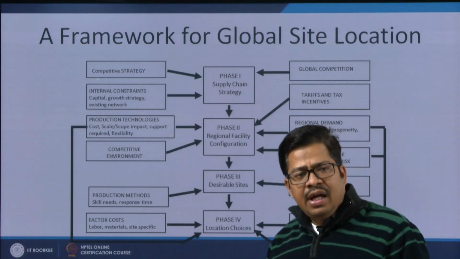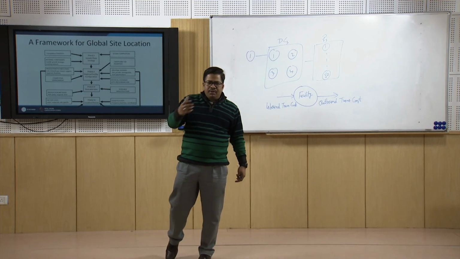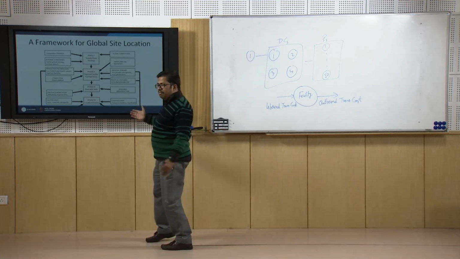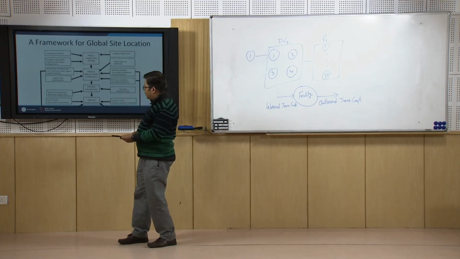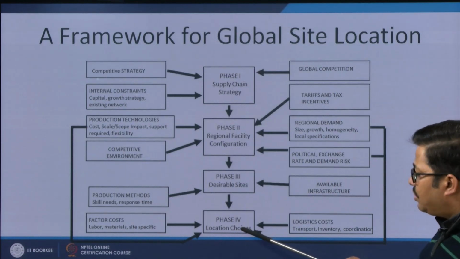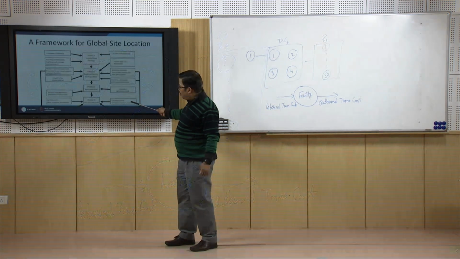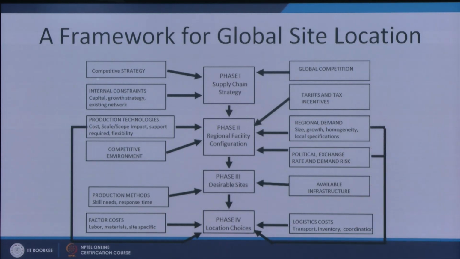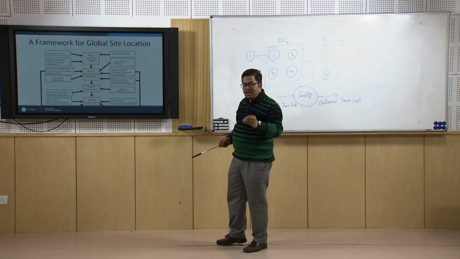Then production methods, skill needs and response times. That means what type of skills are available in that particular site, and what will be the response time, how I will manage the response time from this particular site. Depending upon my market and supply allocations, I will take the decisions with respect to response time. And on the basis of this, finally, I will decide on a particular location where I will see the issues related to logistics cost, factor cost of labor and material, and some site specific issues. So when these 4 stages are passed, I can take a decision with respect to the location of a particular facility in a particular region at a particular site.